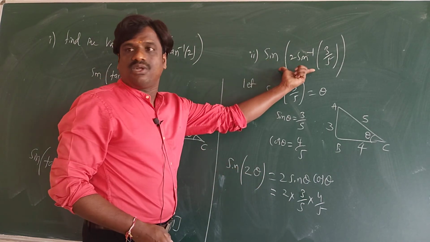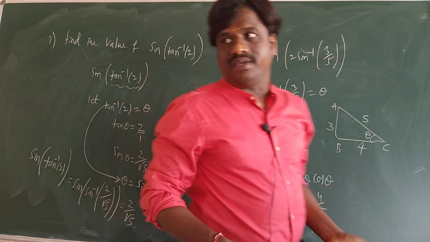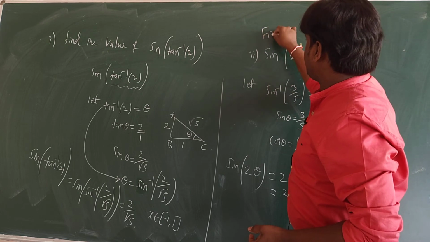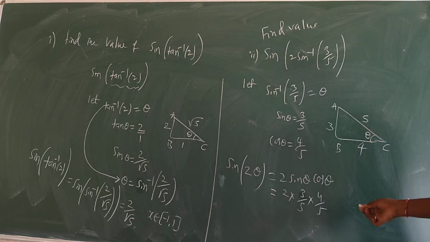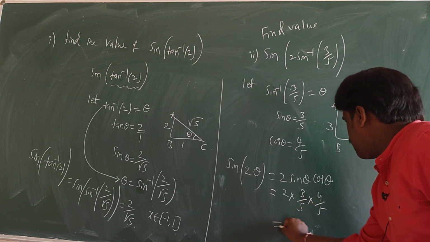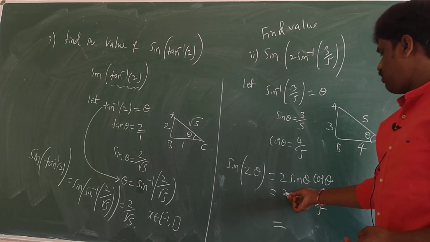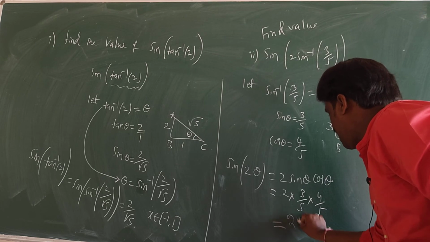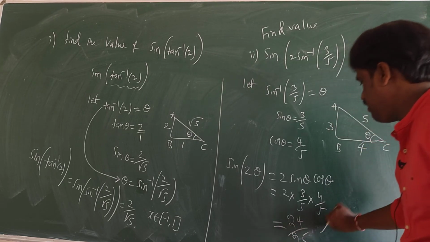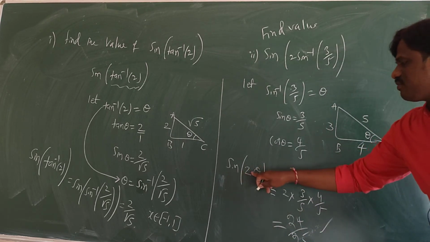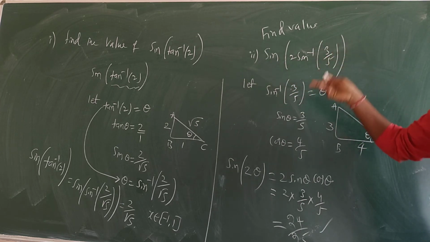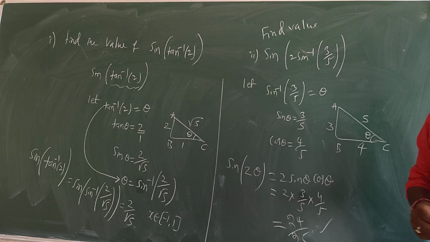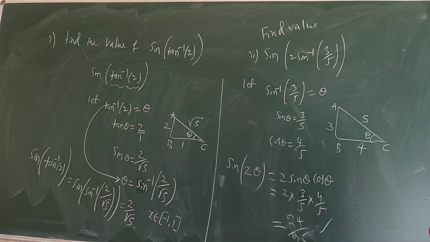That is nothing but this only. You need to find the value of this, so we are finding this value only. By this way, the answer will be 4 3s are 12, 12 3s are 24 by 25. So the answer for this is 24 by 25, because sine of 2 theta is nothing but sine of 2 sine inverse 3 by 5 itself. So that is equal to 24 by 25. Like this you have to solve such questions.